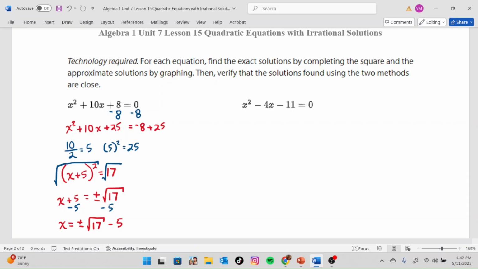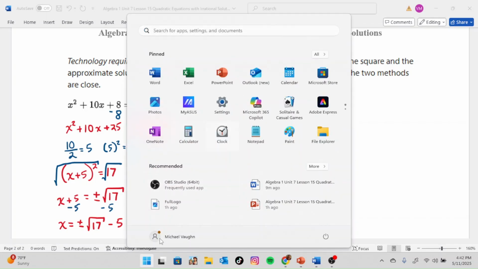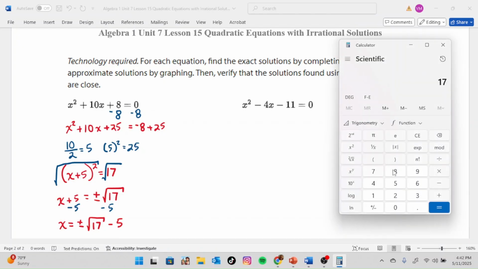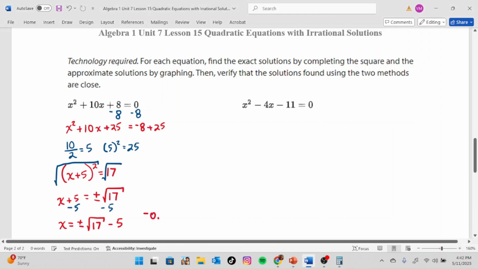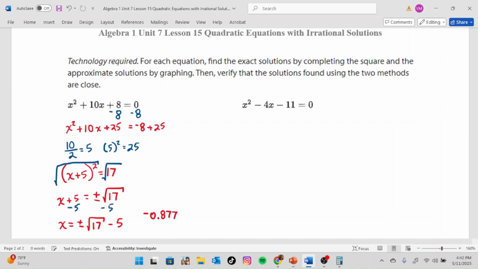So because we're going to graph these and see if they are close, let's go ahead and get some estimates. So in a calculator, we can do 17, then square root. Notice we have this long decimal that doesn't repeat and doesn't stop. This would be the plus square root of 17. Now we're going to subtract 5. And I'm going to go ahead and stop at 3 decimal points. So this would be approximately negative 0.877. That's the first approximation.